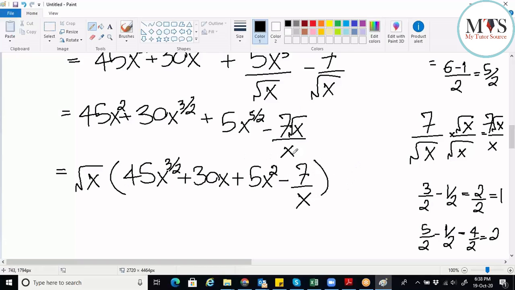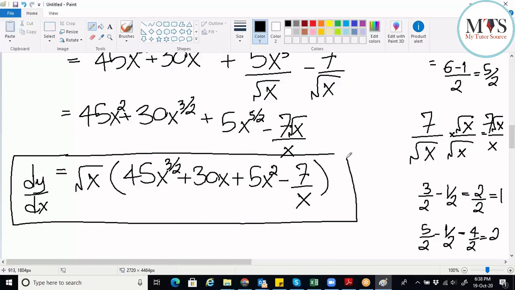So this looks a little less complicated because I've taken the square root outside. This will be the answer to dy by dx using the product rule.